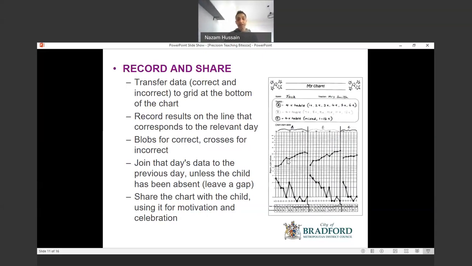Share the chart with the child, because it can be really empowering for the child, because they're looking at their progress from day to day. They're not being compared to their peers. They're not being compared to age-related expectations. They're looking at their own personal best, beating their goal from yesterday or last week or from 3 weeks ago if you go back to earlier discrete targets that you had.